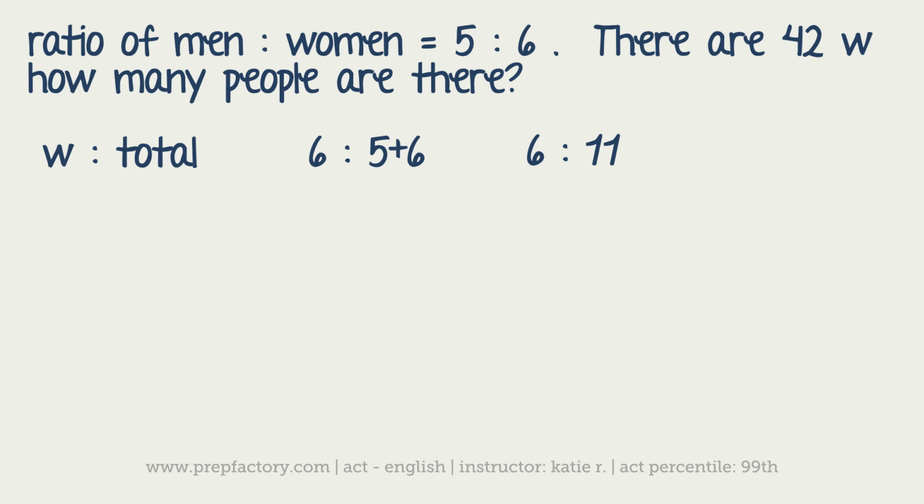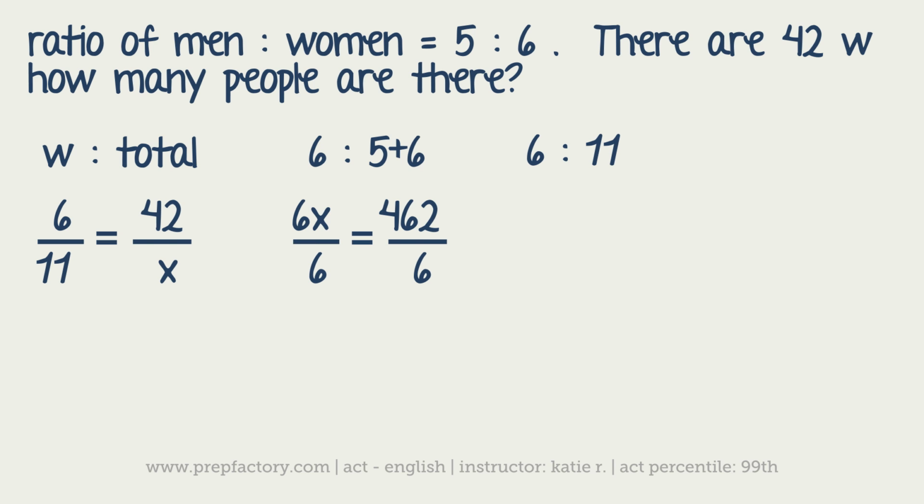So then all you have to do is set up a proportion. So 6 over 11 should be equal to 42 over X total people. So then you would want to cross multiply these things. So when you cross multiply, you have 6 times X is equal to 42 times 11, which is 462. And then you would want to divide both sides by 6, so you would get 462 divided by 6, or 77. So when there are 42 women, there are 77 people.